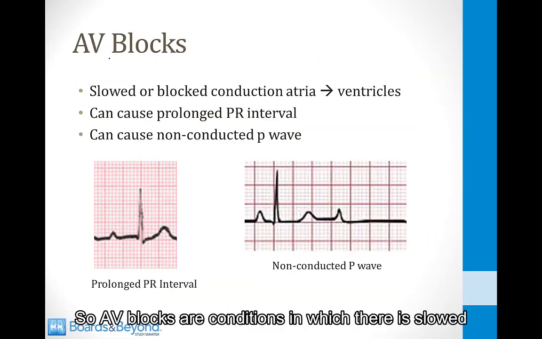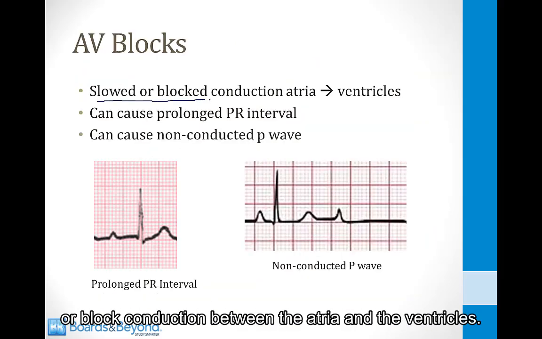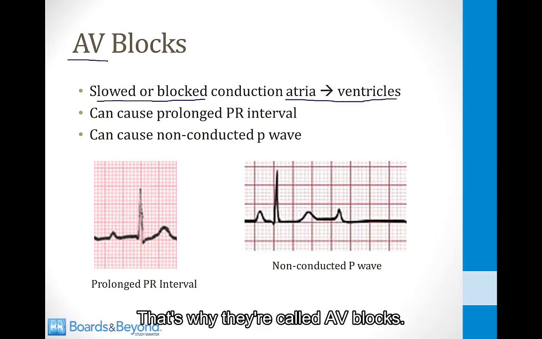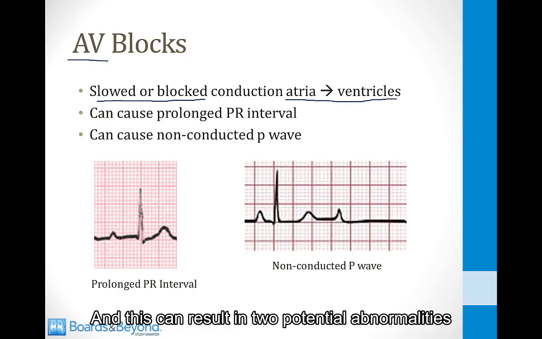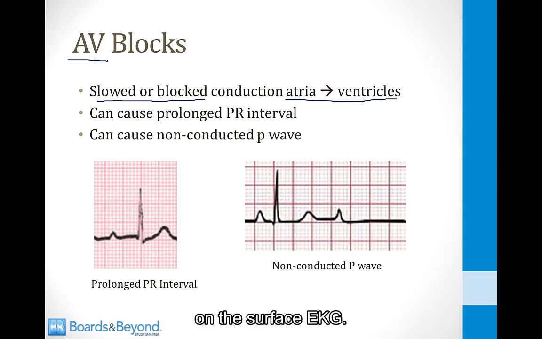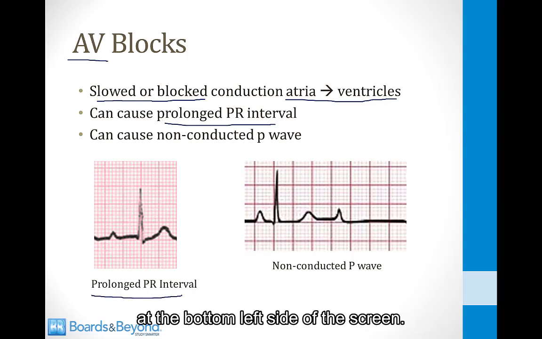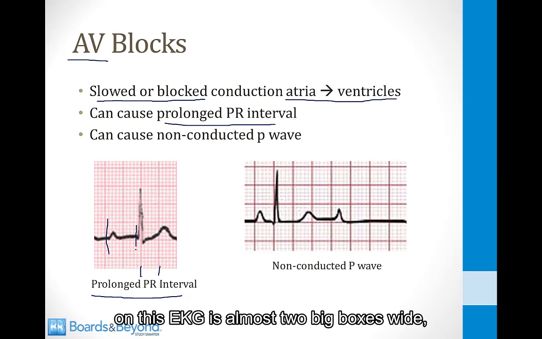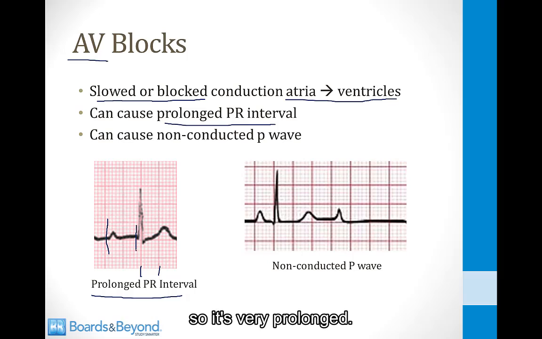So AV blocks are conditions in which there is slowed or blocked conduction between the atria and the ventricles. That's why they're called AV blocks. And this can result in two potential abnormalities on the surface EKG. The first thing an AV block can do is cause a prolonged PR interval. That's what I've shown in this tracing at the bottom left side of the screen. A normal PR interval is 200 milliseconds or one big box wide.